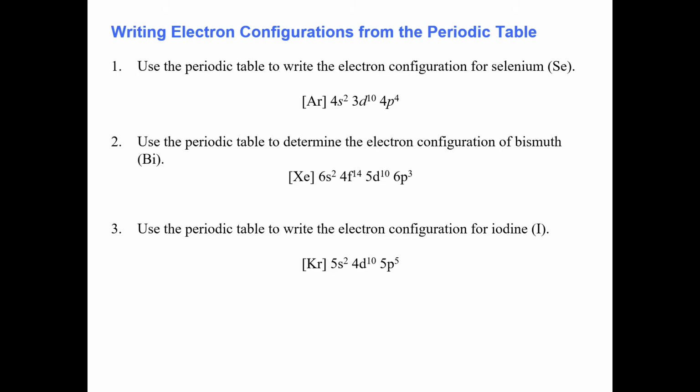Okay, here we go. Don't forget to completely write out the rest of the configuration after you write the noble gas in brackets. A lot of students forget the ones in the middle and just write their destination. And again, here I'd like to point out for bismuth, you'll see that some of the electrons are in the f orbital or f subshell. So don't forget how to write those out in terms of n values.